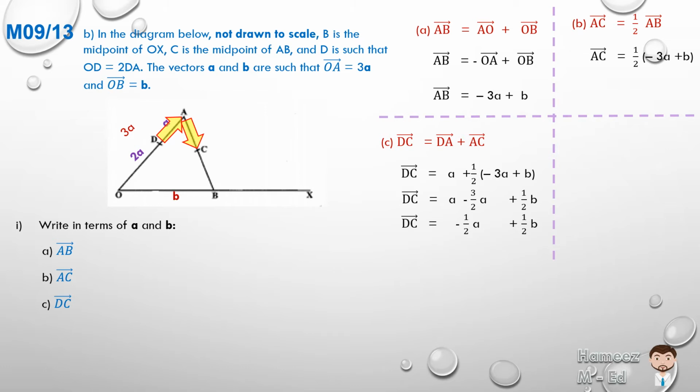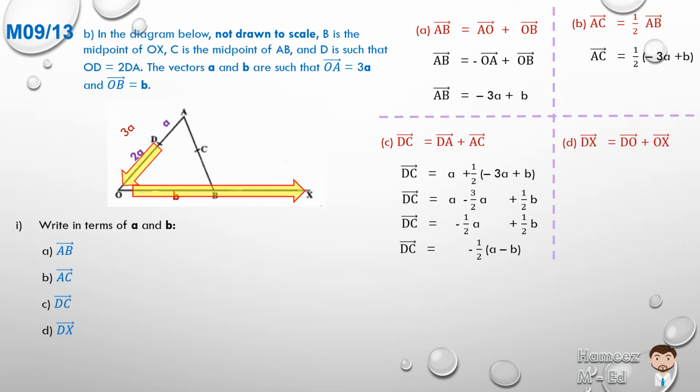And if we want, we can extract the minus a half from it. And we'll get minus a half and in brackets A minus B. Now let's look at part D, DX. So how do we go from D to X? We can go from D to O and then from O straight to X.